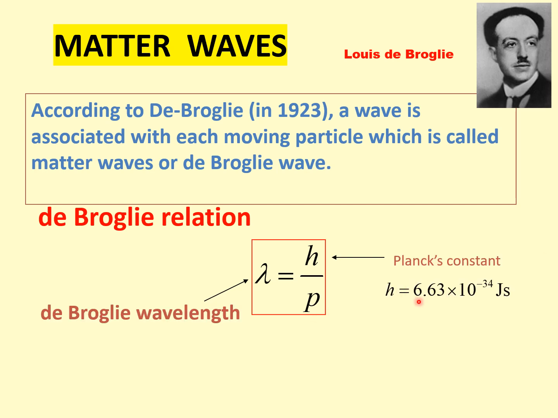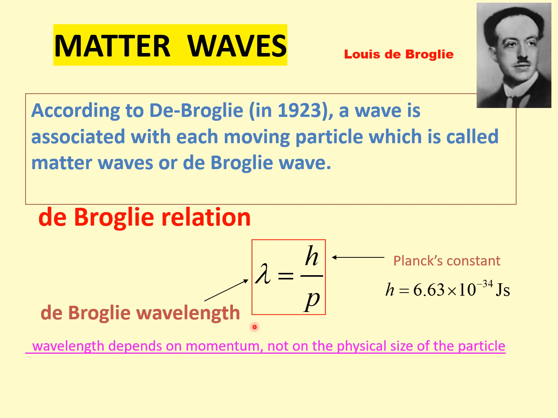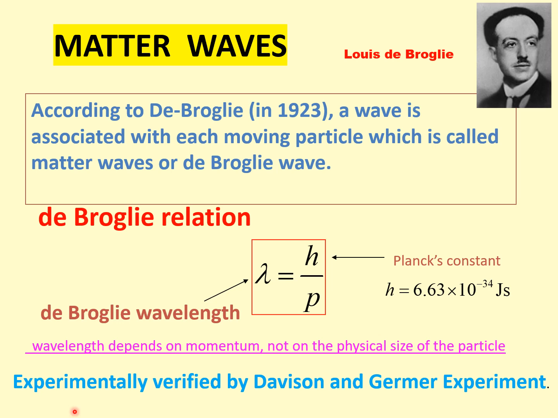where h is the Planck's constant, that is 6.63 times 10 to the power minus 34 joule second, and this lambda is known as the de Broglie wavelength, and this wavelength lambda depends on the momentum, not on the physical size of the particle. This was a theoretical hypothesis, and it was experimentally verified by Davisson and Germer after a few years, and this experiment we will discuss in the next slide.